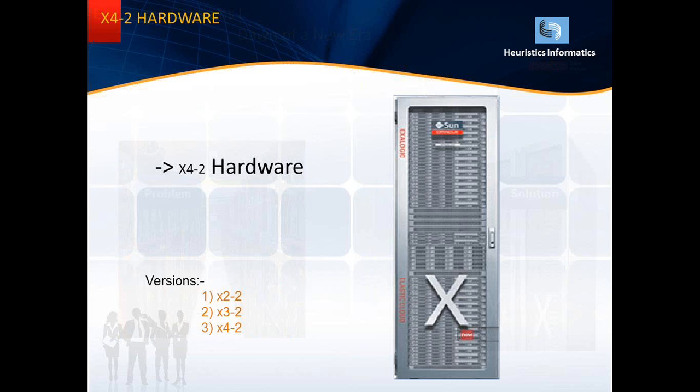Let's see, in the hardware of each component, what type of hardware components and what optimization techniques we have in this particular Elastic Cloud suite. From the year 2010, Oracle has released different versions. The first version was X2-2, and later came X3-2, and the next version is X4-2. The newest version in the market from Oracle is X4-2, which is available in two configurations, high capacity and high performance.